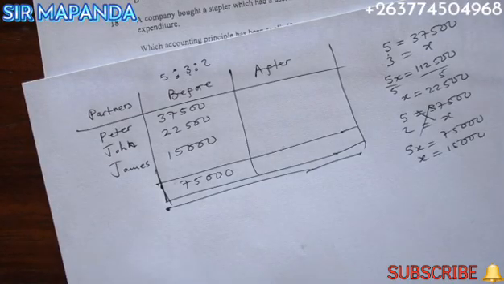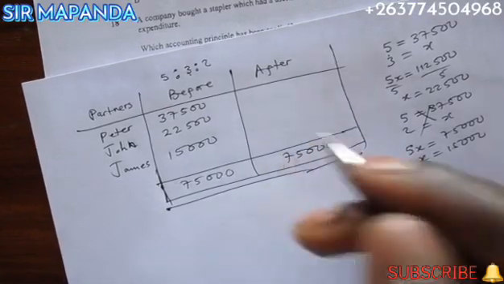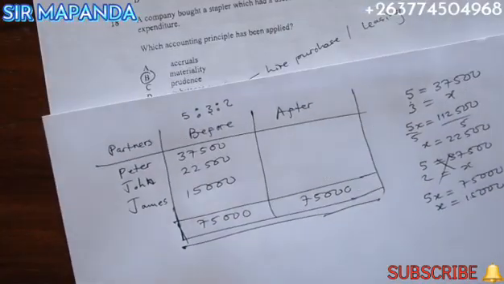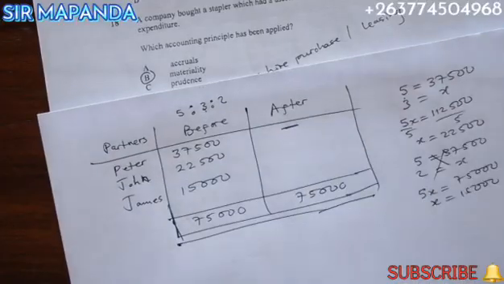So this is how you calculate the total goodwill. Take note that not all questions come with the total goodwill. Some of the questions just give you the goodwill for one partner, but you have to carry out the simple proportion to find the goodwill for other partners. Then you add to find the total goodwill, which appears in the totals on both sides. Now that Peter is retired, it means Peter is no longer having a share of goodwill in the after column.